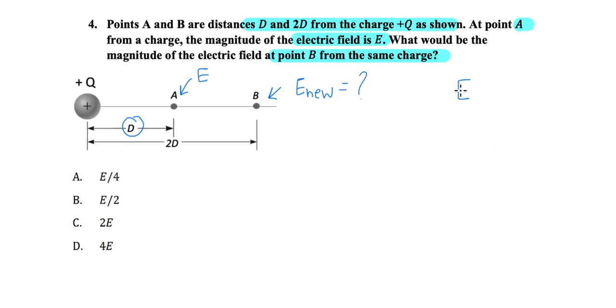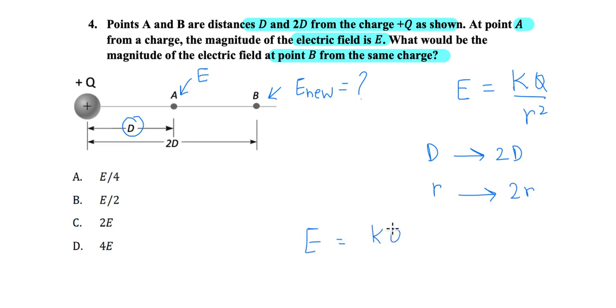So if we recall, electric field for a point charge has the formula KQ over R square. Now here the distance is represented by D. The D is becoming 2D, that means it's doubled. That means it's the same as saying that R is becoming 2R. So in the formula we can write KQ over, instead of R, I will write 2R because the distance is doubled, and then put a square. So that's our new electric field.